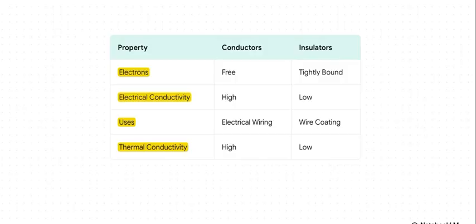This table really lays it all out side by side, and you can see a clear pattern emerging, right? Look at electron movement, free versus tightly bound. Electrical conductivity, high versus low. Even their uses are total opposites. One is used for the wiring, the other is used for coating the wiring. In every single way that matters for electricity, they are fundamentally different.